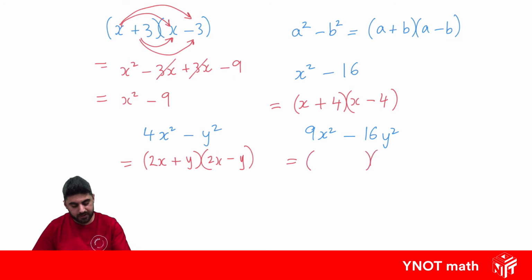We write two brackets. We square root everything. Square root of 9 is 3. Square root of x squared is x. Square root of 16 is 4. And the square root of y squared is y. Copy that over in the other bracket. Plus in one, minus in the other. It actually doesn't matter if you write the minus in the first one and the plus in the second one, because it's multiplication and it doesn't matter about the order in which you multiply things.